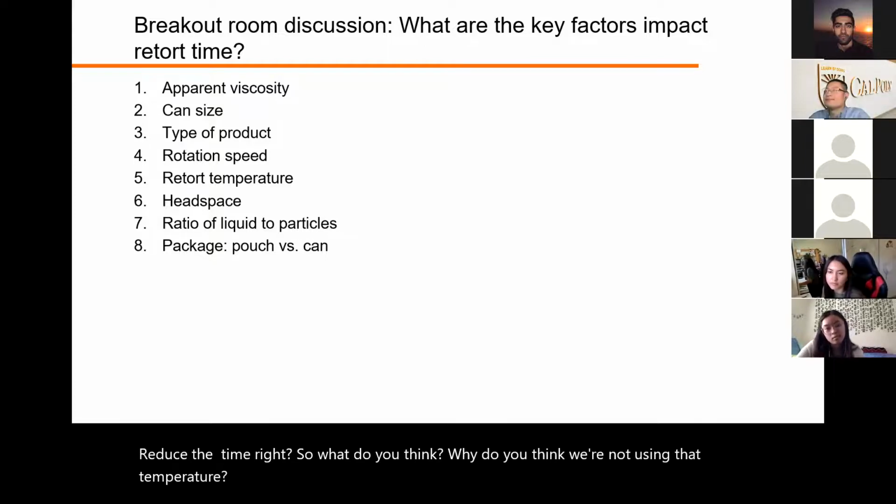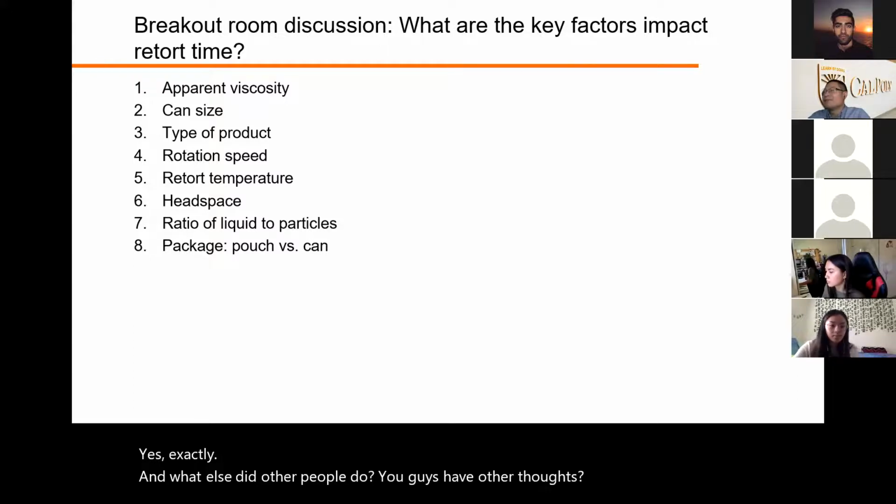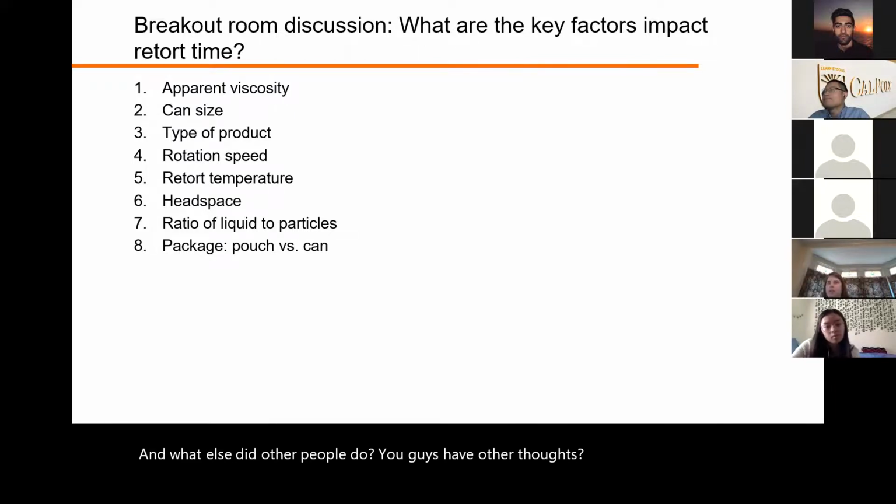Because it could be too high for the product. It could possibly alter some properties or maybe even burn something inside. Yes, exactly. And what else? Other people, do you guys have other thoughts? It might be a temperature where, if you go any higher than that, it costs more money to heat than it's worth, instead of using a rotational thing to help heat up the item.